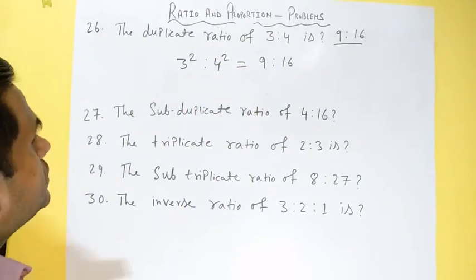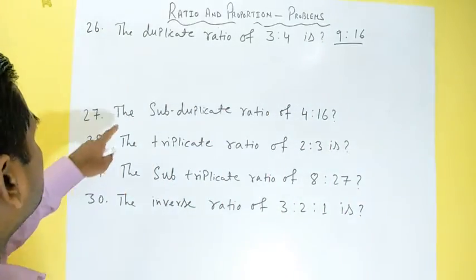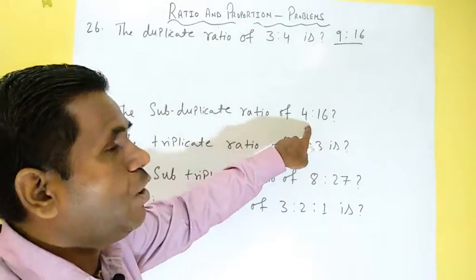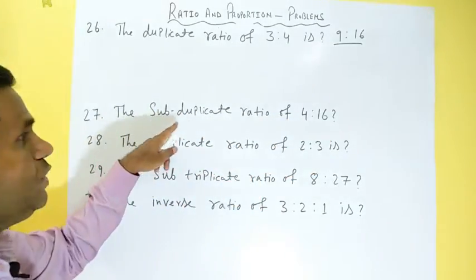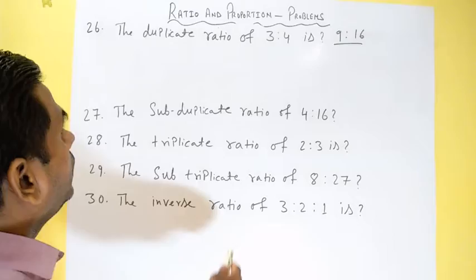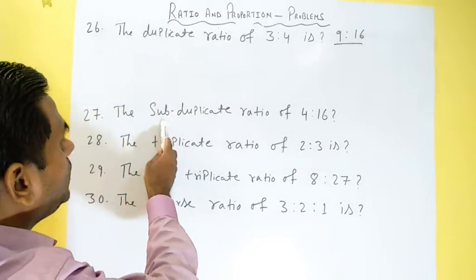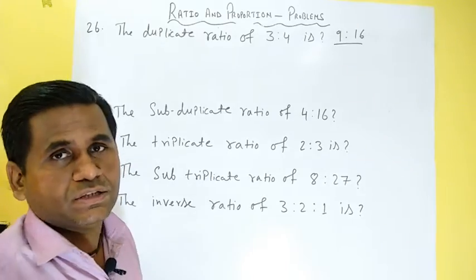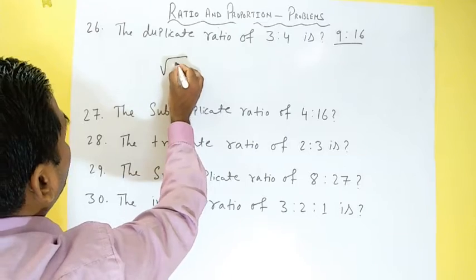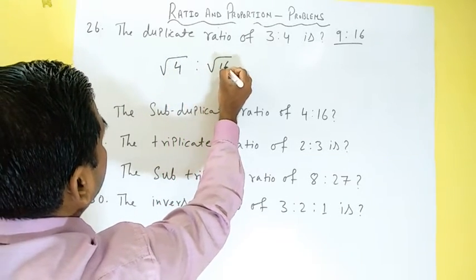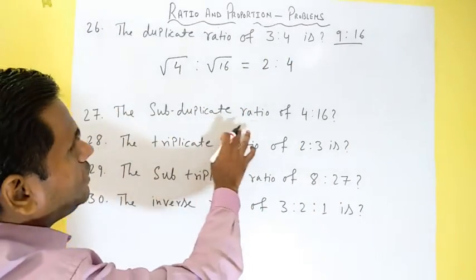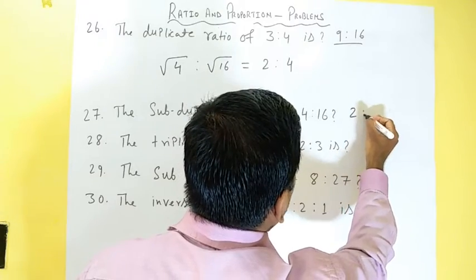Okay, now let us quickly solve the next problem, friends, which is the 27th. In the 27th it says the subduplicate ratio of 4:16. So what is the meaning of subduplicate? Subduplicate means the square root. Okay, duplicate is a square, subduplicate is the square root of the given ratio. So here you can see 4:16. So subduplicate will be the square root of 4 is to the square root of 16, which will become 2:4. Okay, so the subduplicate ratio of 4:16 is 2:4.